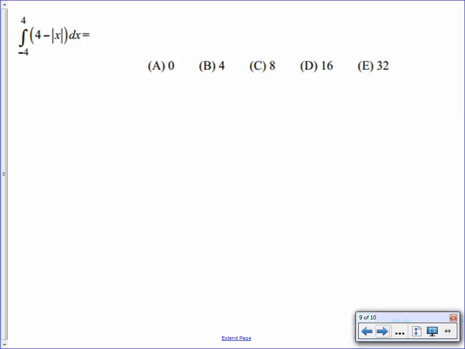Okay, we have the integral from -4 to 4 of 4 minus the absolute value of x. We know what that graph looks like. First of all, an absolute value looks like a V. It's negative, so it's upside down, and that 4 means it's up 4 on the y-axis. So it's a V pointing down. Where is it intercepting the x-axis? At the 4.